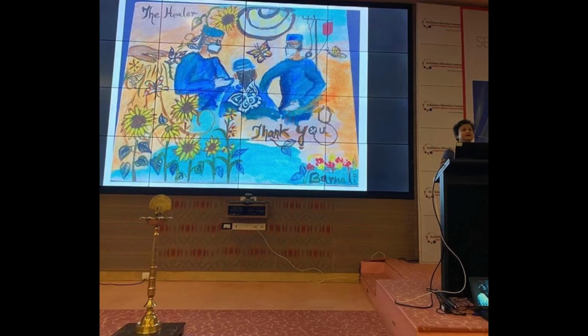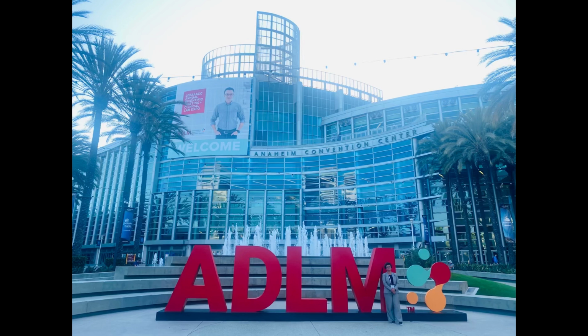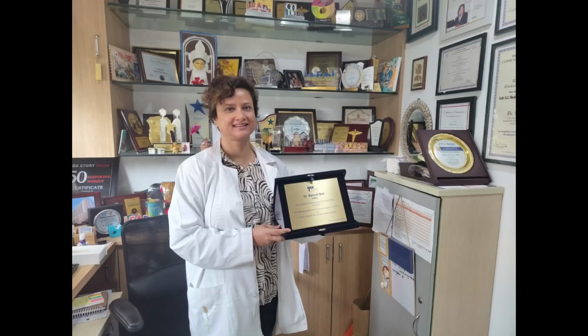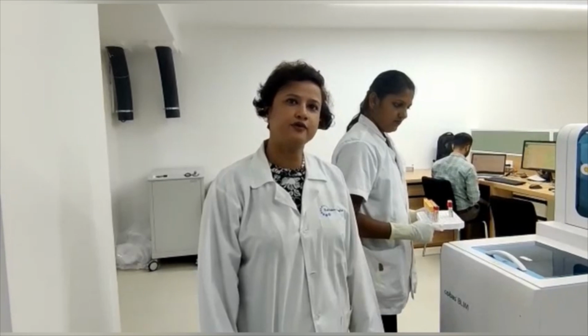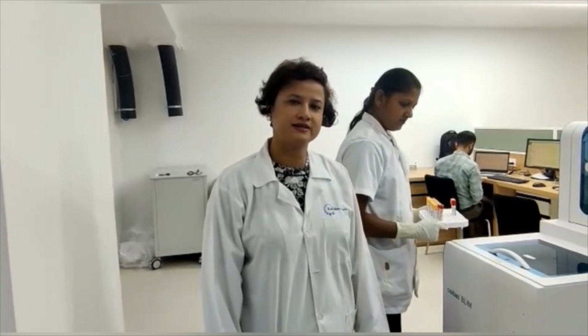I'm Dr. Barnali Das, lead consultant in laboratory medicine in Kokilaben Hospital, and I'm also chair of ADLM, previously AACC India section, and I was part of the IFCC Scientific Division. This is the Smart Core Lab from Kokilaben Dhirubhai Ambani Hospital and Medical Research Institute, Mumbai, India.